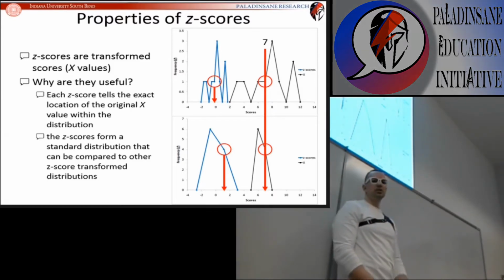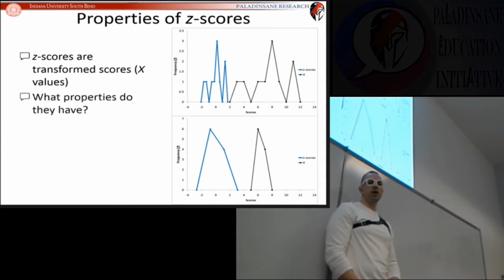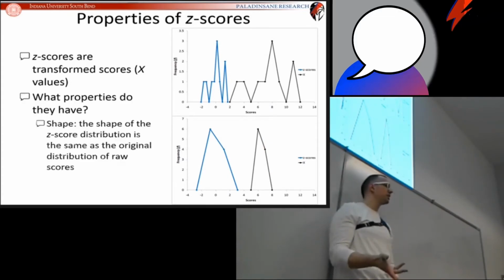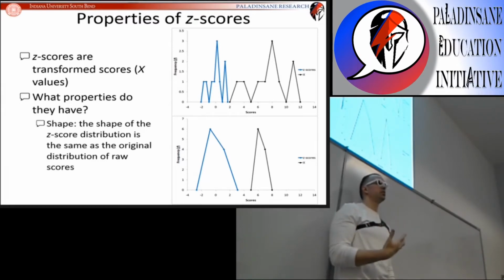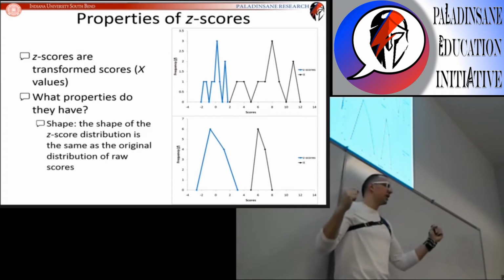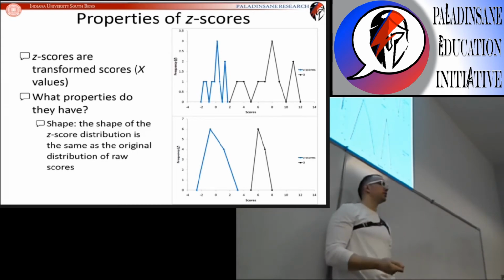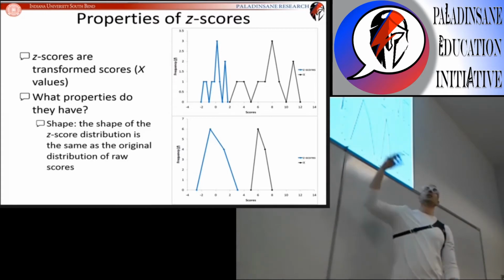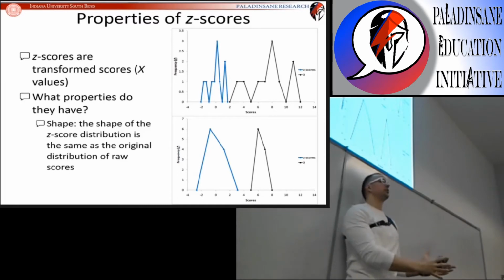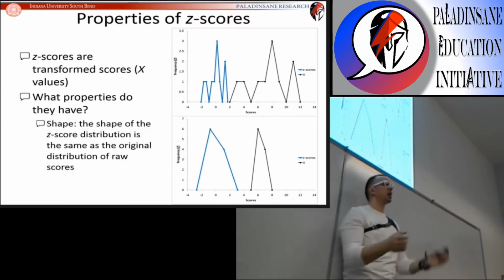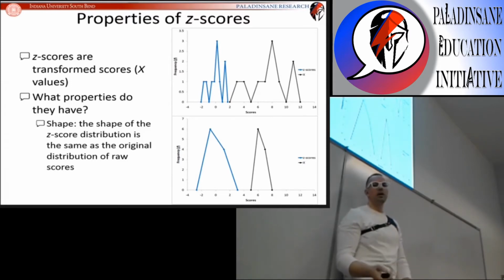All right, so z-scores are transformed scores. So just one more time, what kind of properties do they have? This one we haven't mentioned yet. The shape. Z-scores preserve the shape of your distribution. So other than squeezing it or stretching it, it will preserve the general shape of the distribution. So if your distribution has 2 peaks, your z-scores will have 2 peaks. If your distribution only has 1 peak, your z-scores will have 1 peak. If your distribution is symmetrical, your z-scores will be symmetrical. If your distribution was skewed, your z-scores will be skewed. It maintains the general shape outside of a stretching or a squeezing of your original distribution.